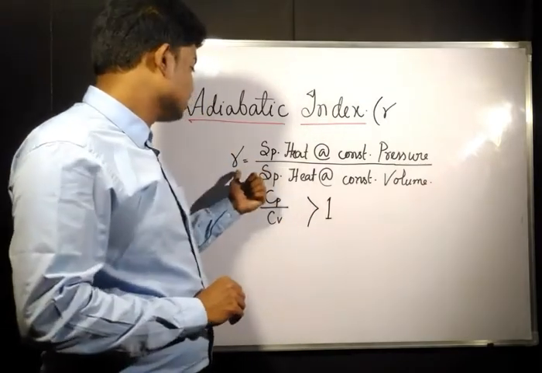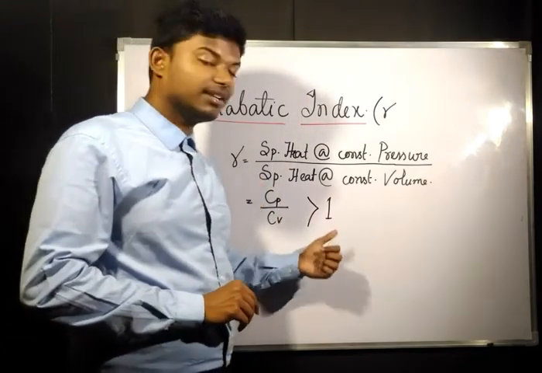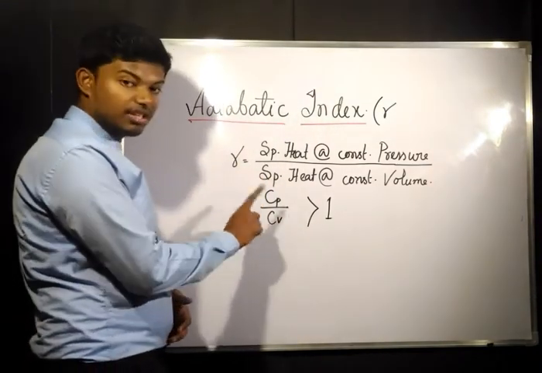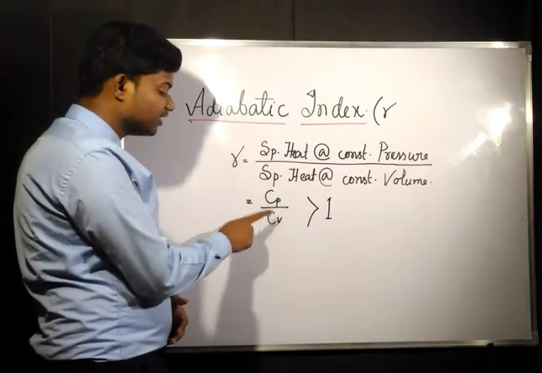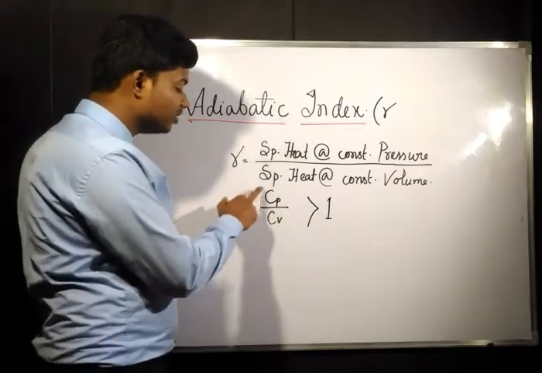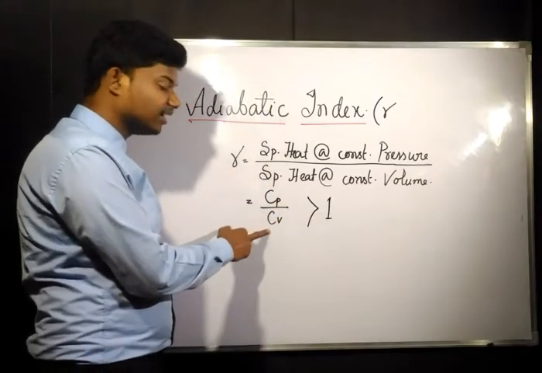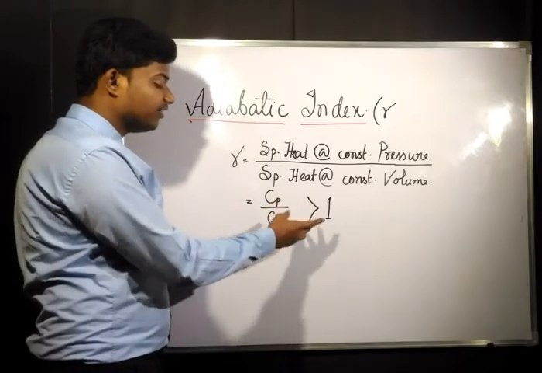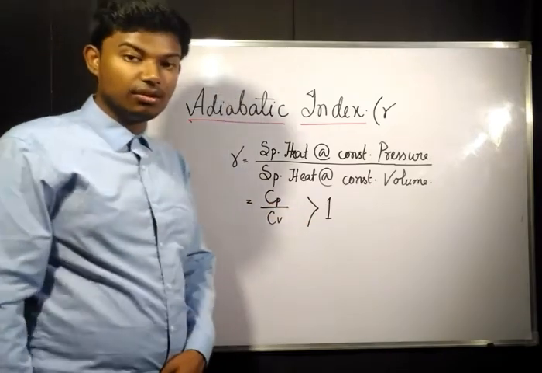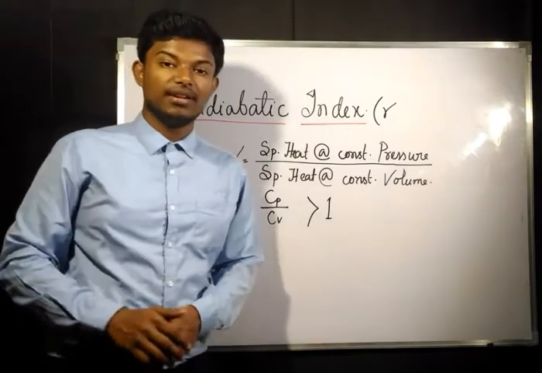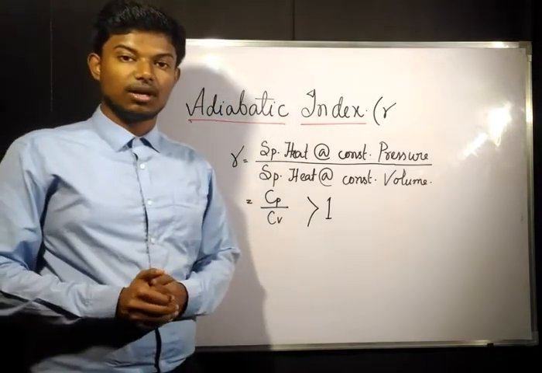Now why is this value going to be greater than 1? Because it is a ratio of Cp and Cv, and we just found out that Cp is greater than Cv. In mathematics, if the numerator is greater than the denominator, then the ratio is always greater than 1. That's why the adiabatic index always carries a value greater than 1.